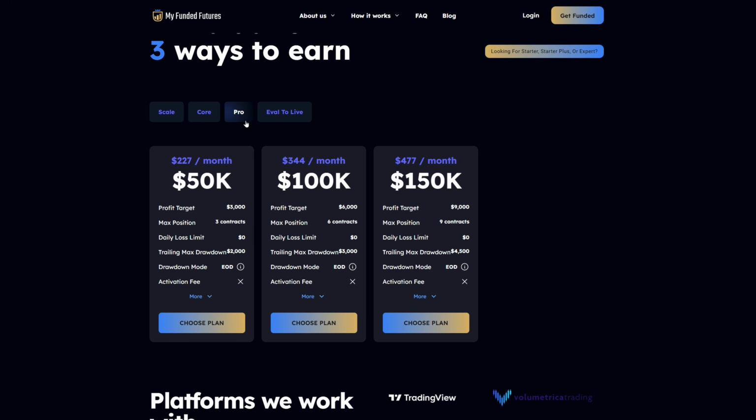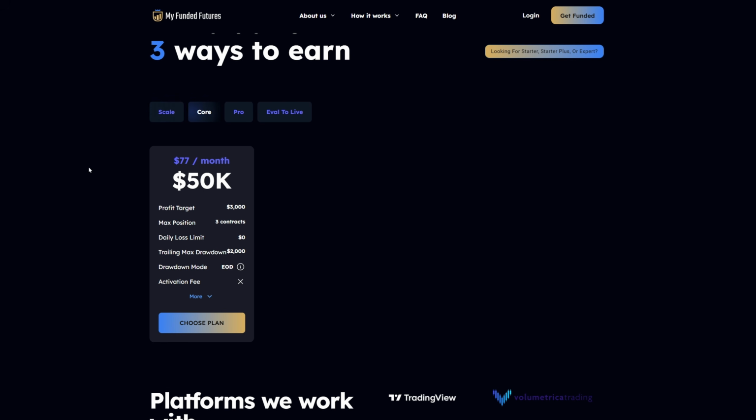The pro, we can get the 50K, 100K, and 150K account size. In the scale plan, it also comes in the 50K, 100K, 150K account size. However, if you're looking at the core, which is going to be the cheapest evaluation account that My Fund Futures offers, this account only comes in the 50K account size. Now, there has been quite a bit of changes. If you guys remember in the past, My Fund Futures had the starter plan. That was also only available in the 50K account size.